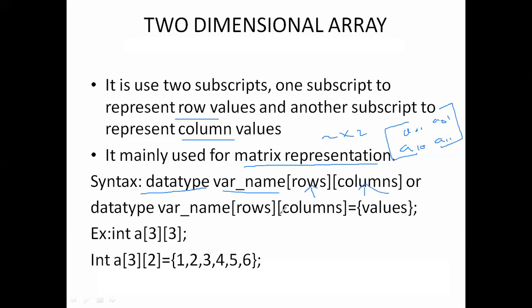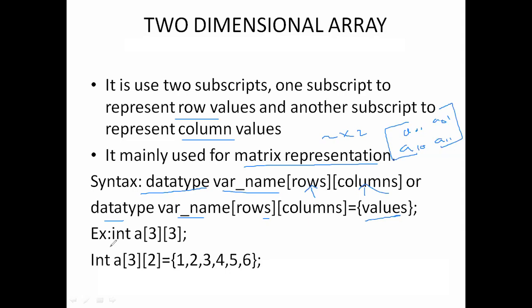Okay. So you just give the row size and the column size, meaning the total number of elements in a row and the total number of elements in a column, you have to write here. Or you can represent it in this way also: the data type, which can be int, float, or char, then the variable name, row size, equal to, and directly give the values here, just like a one-dimensional array.